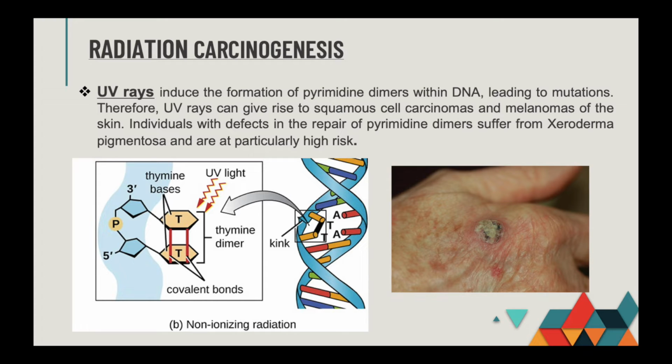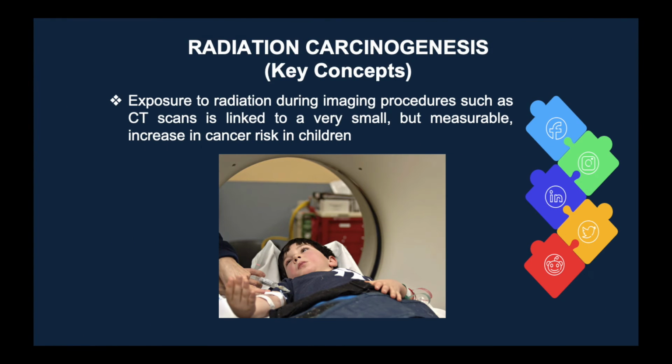Individuals with defects in the repair of pyrimidine dimers suffer from xeroderma pigmentosum and are at particularly high risk. Imaging procedures such as CT scans are linked to a very small but measurable increase in cancer risk in children.